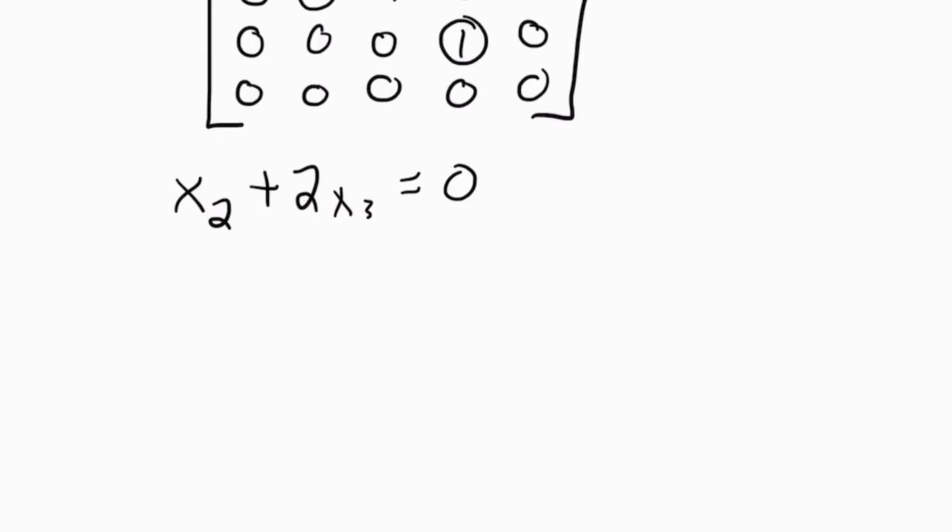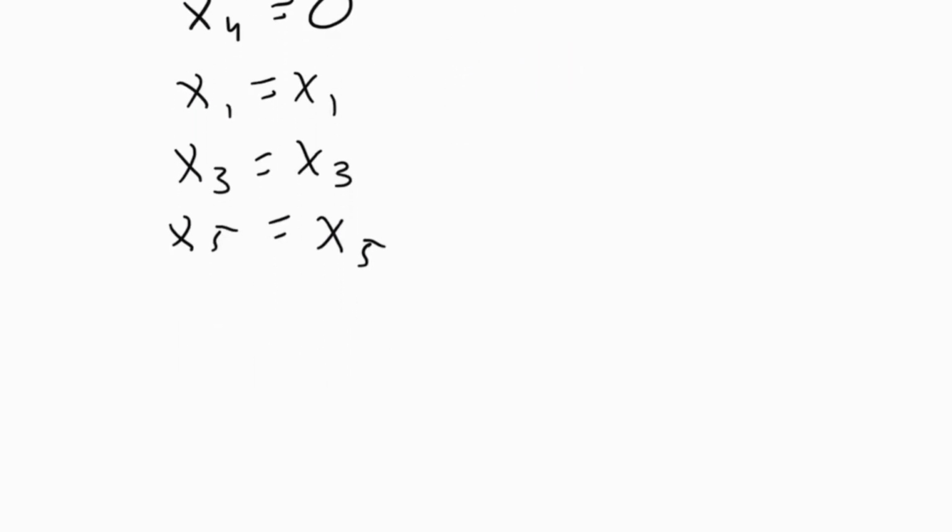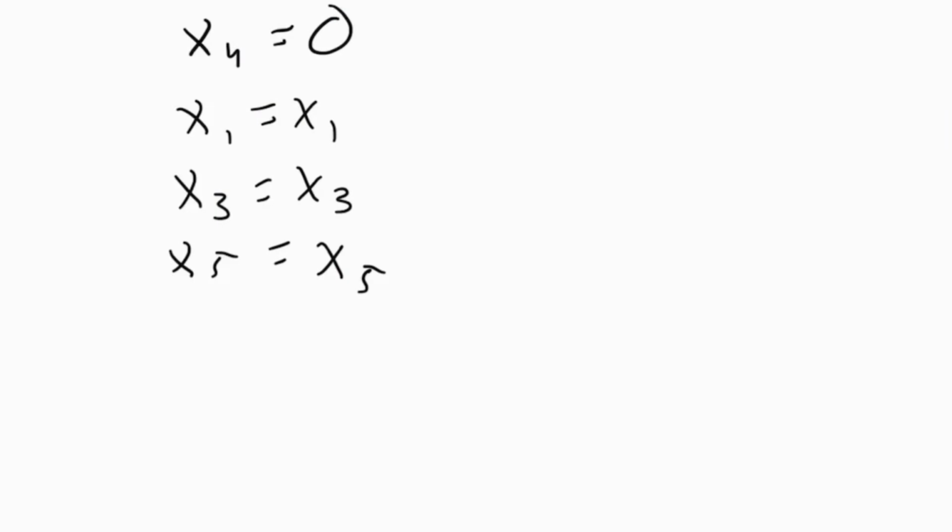And the next one is going to be x4 is equal to 0. So remember, we have 3 free columns, 1, 3, and 5, which is going to be x1 is equal to x1, x3 is equal to x3, x5 is equal to x5. Okay, so now what we're going to do is put this equation on the other side, which is going to be x2 is equal to negative 2x3.